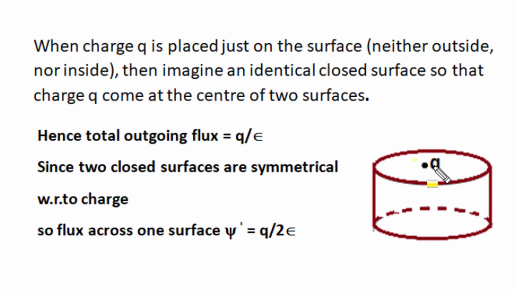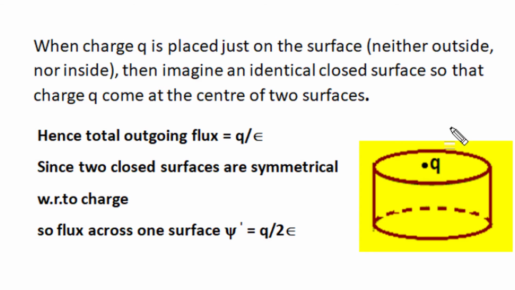A charge q is placed on the surface of this brown closed body. So this charge is neither outside the enclosed surface nor inside the closed surface. If it was outside this closed surface, we would have said that the total flux due to that external charge across this closed surface is 0, and if it is inside the surface, then the total flux across this closed surface is q upon epsilon. But here this charge is neither outside nor inside, just on the surface.